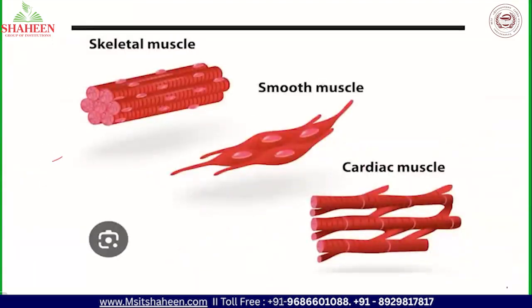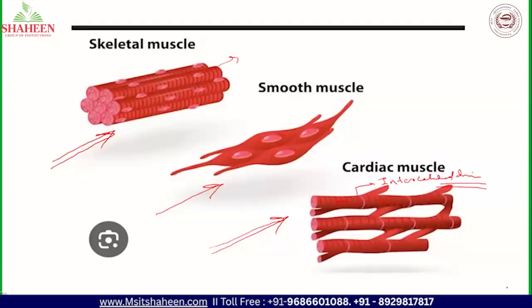So this is a skeletal muscle. They are cylindrical and unbranched with peripherally placed nuclei, multinucleated. These are the smooth muscles, spindle-shaped with a single nucleus at the center, and the cardiac muscles are branched muscles with a single nucleus. They are known as myocytes, and in between you will get the intercalated disc. Got it?